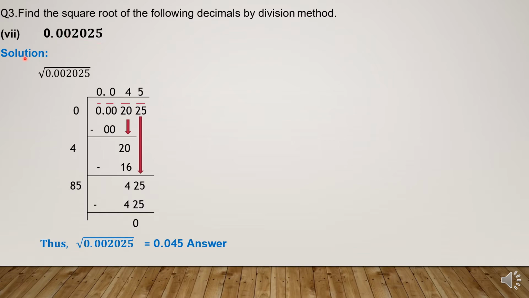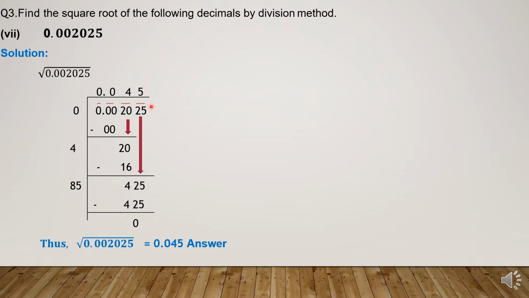0.002025. Let's start solution. First of all, we will put sign of square root on our number, on our decimal, that is 0.002025. After this we will put the lines of square root and we will write our number under this sign of square root, that is 0.002025. Now students, we will make the pairs.